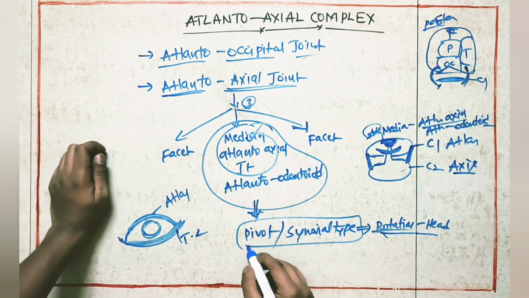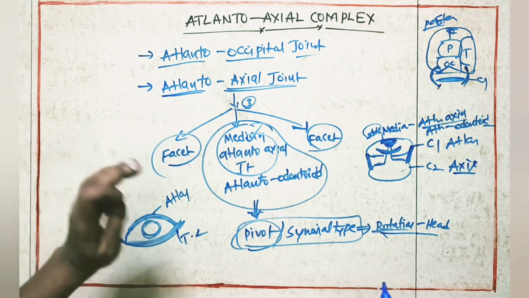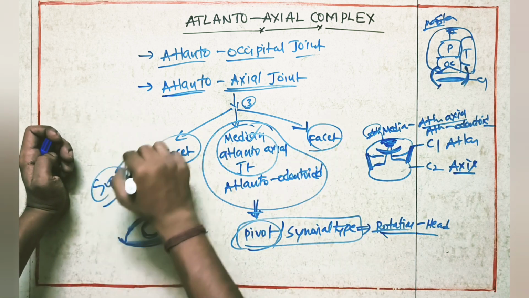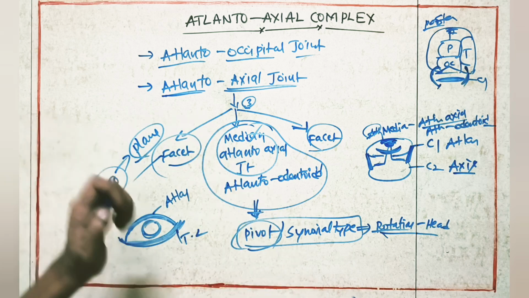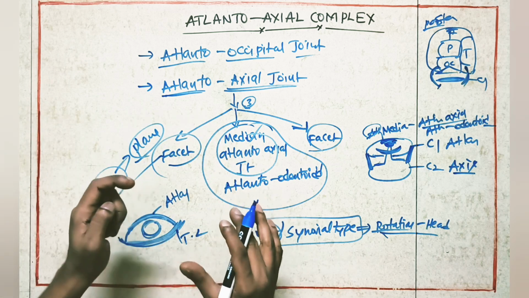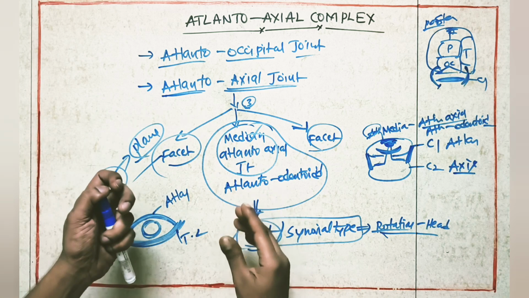So, pivot joint. If we come to these two facet joints, we know that facet joints are synovial joints, plain synovial type of variety joint. So this is about the atlantoaxial complex. Clear? Now we'll see ligaments.